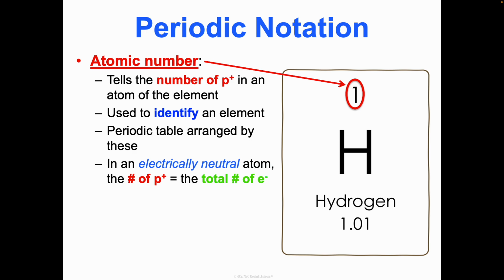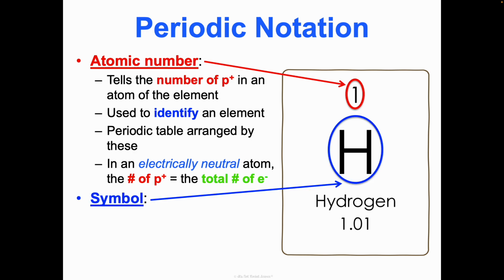Also, in an electrically neutral atom, meaning an atom that has no overall charge, the number of protons is equal to the total number of electrons. And so in an electrically neutral atom of hydrogen, if there's 1 proton, because the atomic number is 1, there has to be 1 total electron. If there's more or less than that, then it's not electrically neutral and it has a charge, and it would be referred to as something called an ion, okay? But typically, if we're just assuming electrically neutral, the number of protons equals the total number of electrons in the atom. It's in the atom's electron cloud, if you want to be more specific.